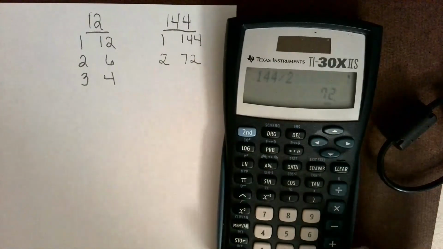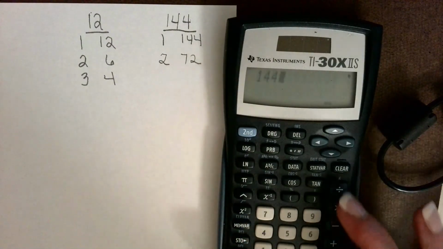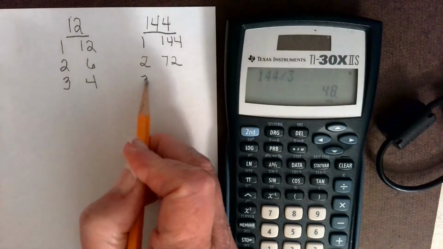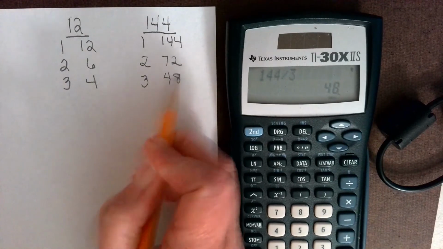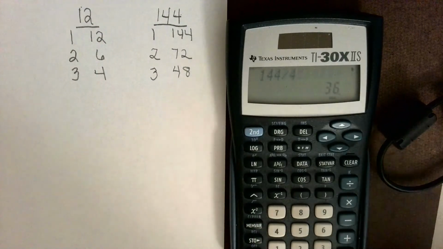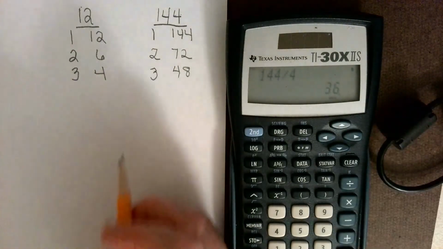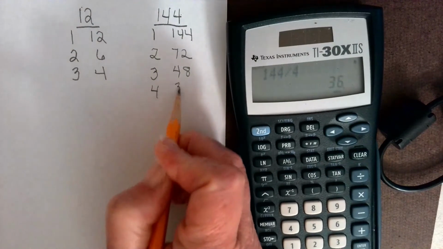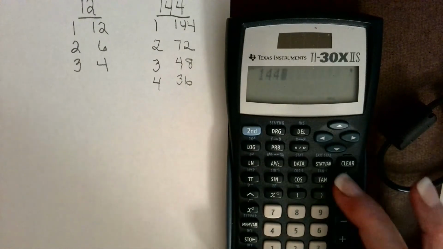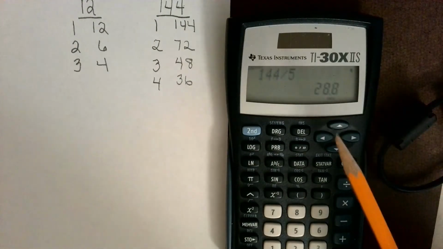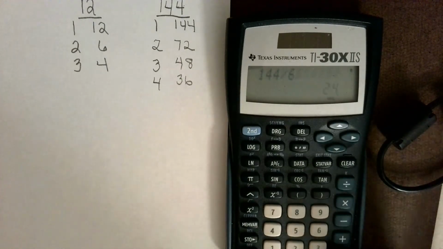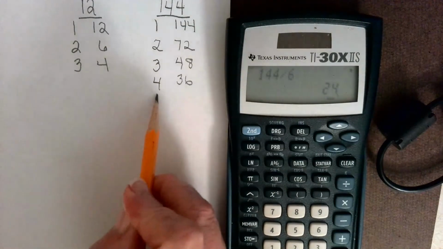Then we're going to try dividing by 3. 144 divided by 3, and that's 48. So that's a whole number. So 3 times 48 is 144. And then 144 divided by 4, and that is 36. So we have 4 times 36. And then we divide 144 by 5, and you'll see that it does not have a whole number, so we don't write that one down. Then 144 divided by 6 is 24, so 6 times 24.